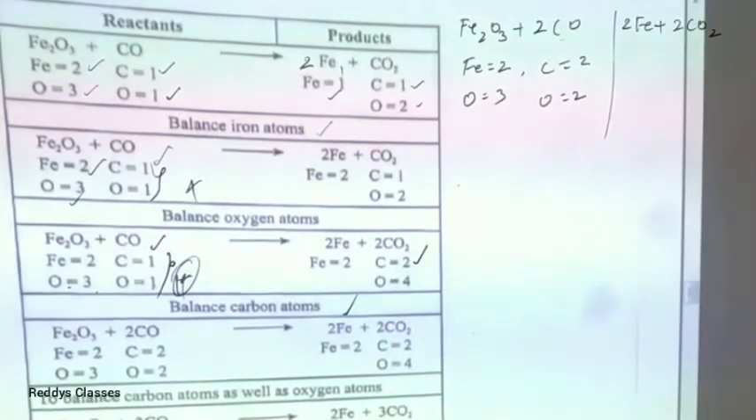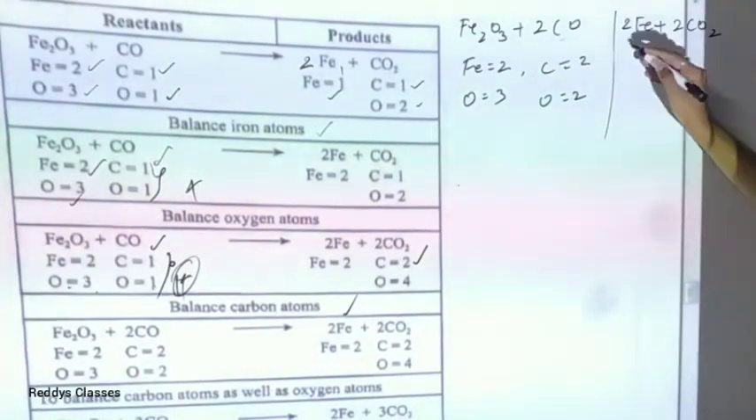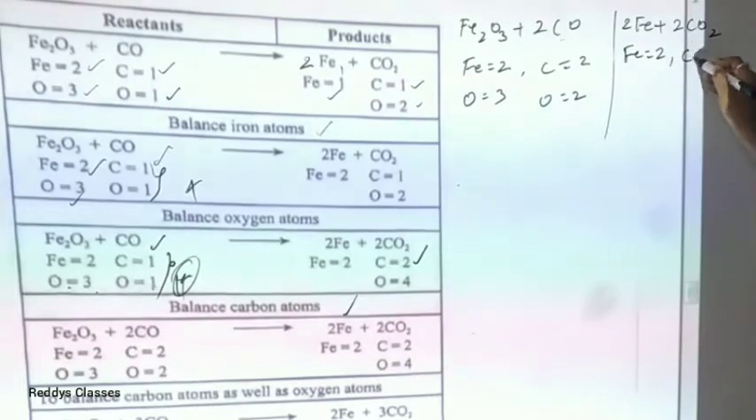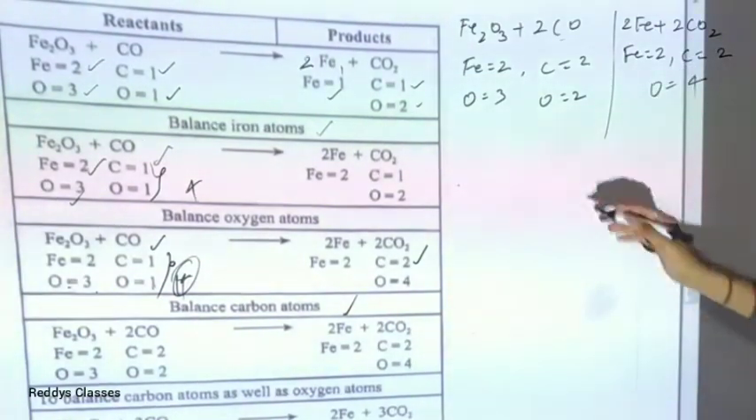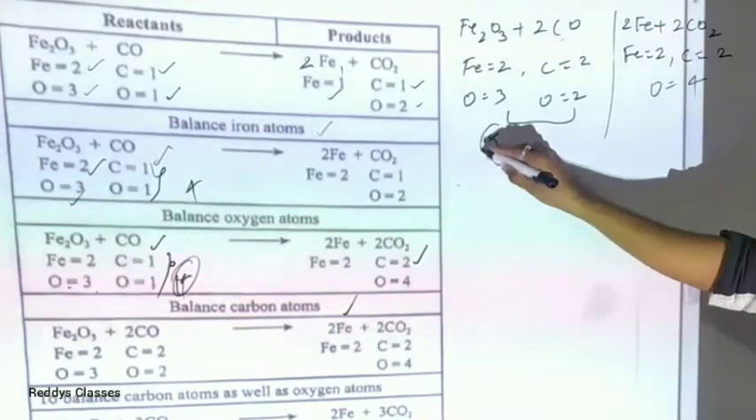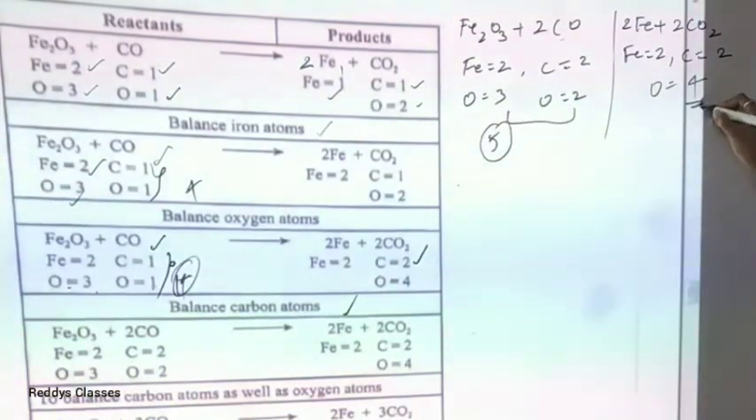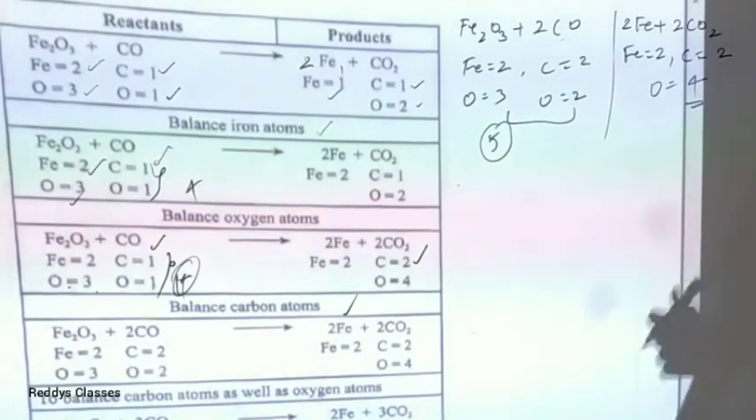I multiplied 2 on this side. So what do I get here? Fe is what? 2. C is what? 2. Oxygen is what? 4. You can see now, total this side oxygen is 5. 3 plus 2 is 5. But here we have oxygen as 4. So now to balance the carbon atom as well as the oxygen atom, let us do what?